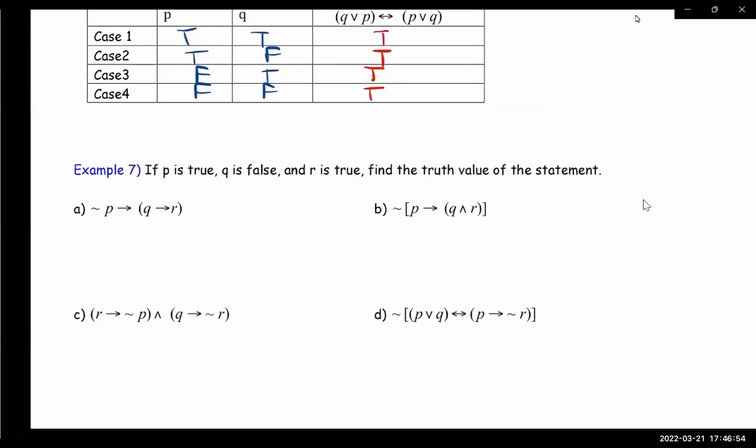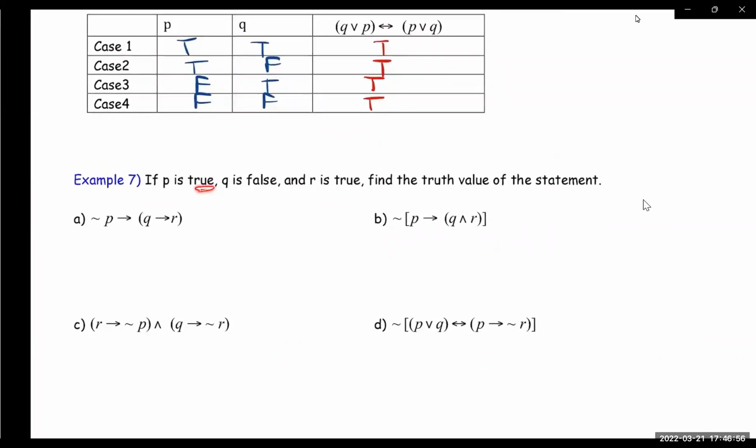All right, these ones shouldn't be too hard because they give you the values for P, Q, and R. So you don't have to do all 4 cases. You only have to do 1 case. So I like these a little bit better because they're a little bit shorter. So P is true. So this would be not true, which is false, right? Because you have to negate the P, and the P is true, so that turns it into a false.